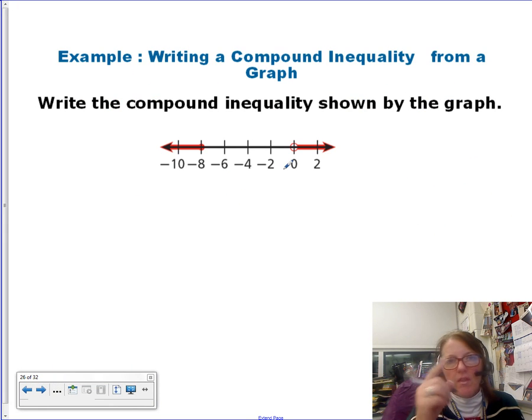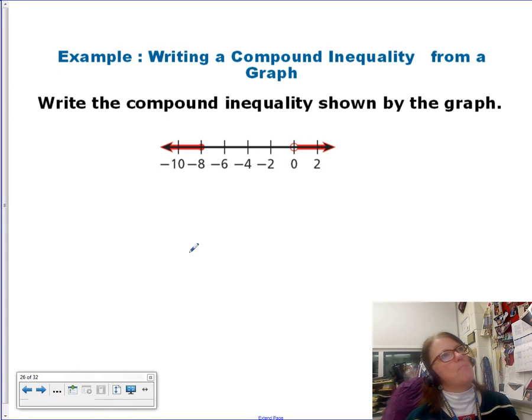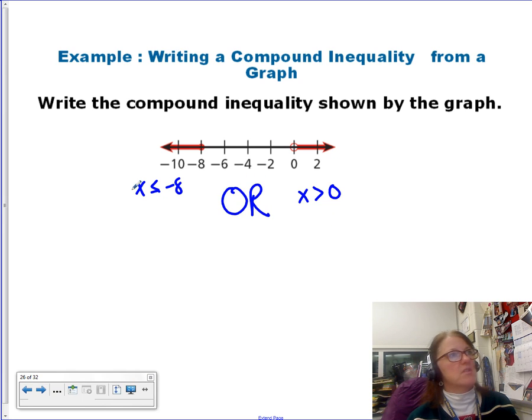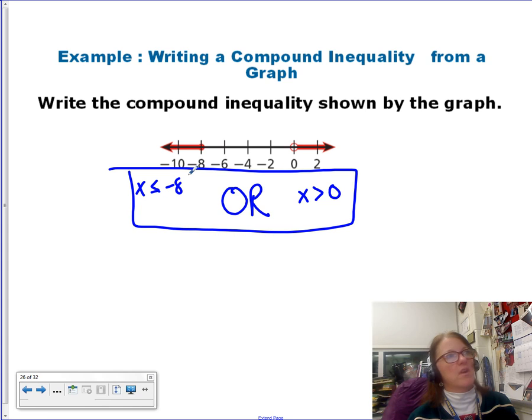Sweet. What if I just give you the picture? Can you come up with what this compound inequality would look like? Well, this part of it looks like x has to be less than or equal to -8. This part looks like x has to be greater than 0. And since there's no overlapped region, you just combine them with the word or. Cool.